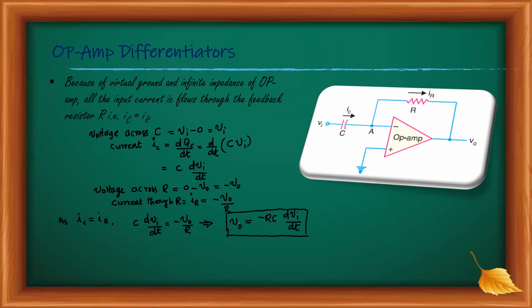Then it is clear that output is proportional to the differential of input, but there is an inversion and a scale factor. So the equation shows that the output is the differentiation of the input with an inversion and a scale multiplier of RC. It is the proof of working of a differentiator.